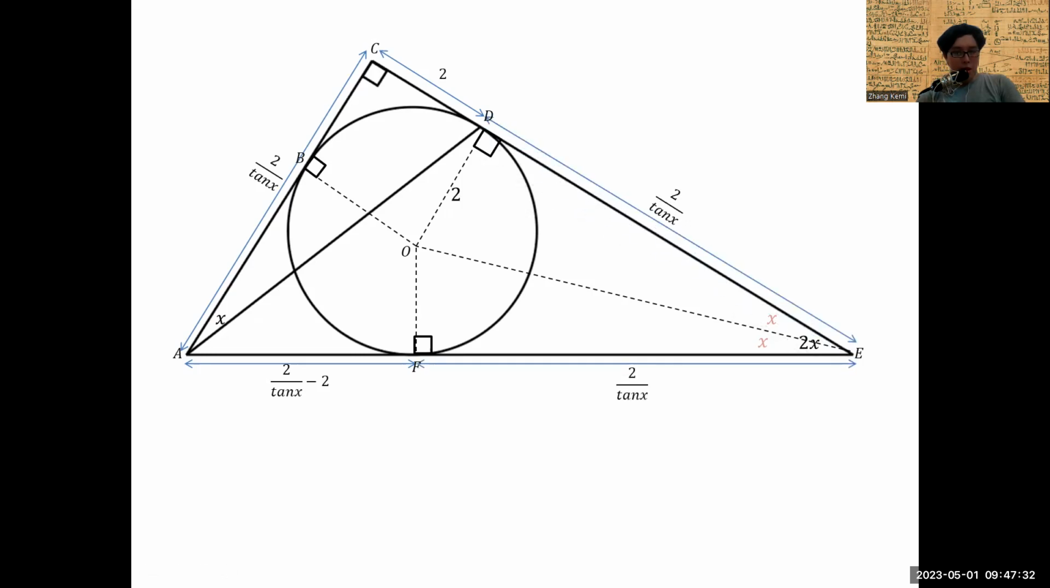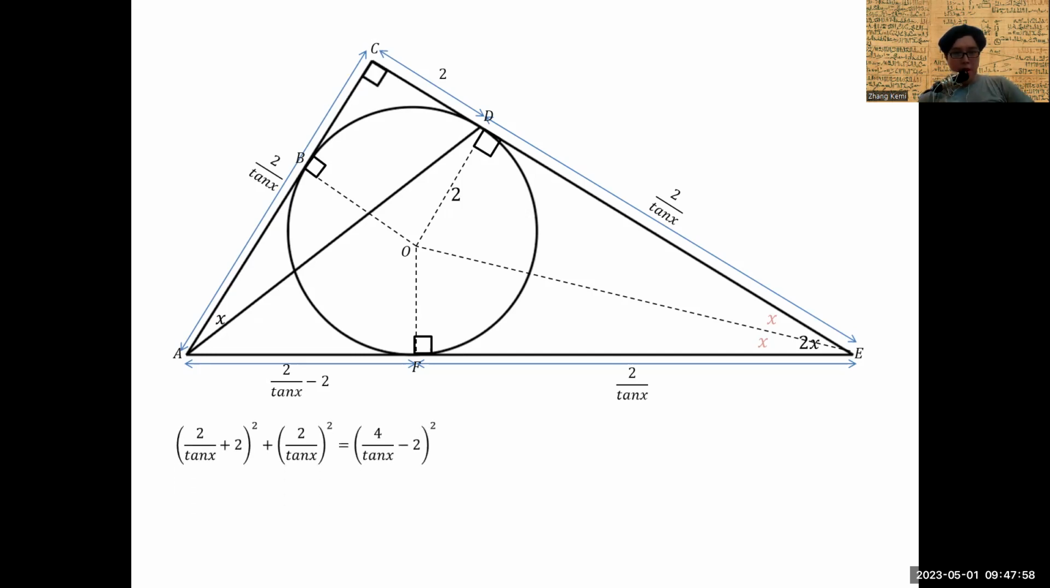So we can see this pretty easily now. Why? Because based on triangles ODE and OFE, we can see that this is 2 units, this is x, and these are right angles. So thus, DE is equal to FE, which is equal to 2 cotangent x. I hope you can see what's going on here.